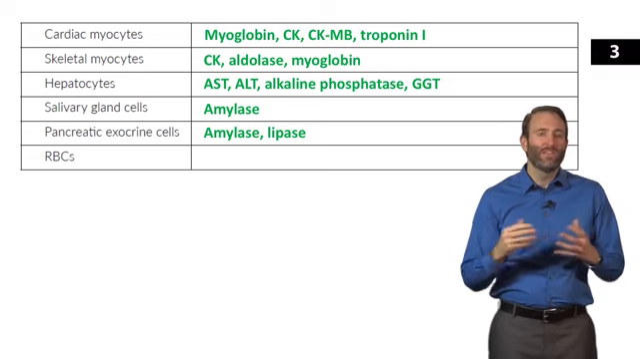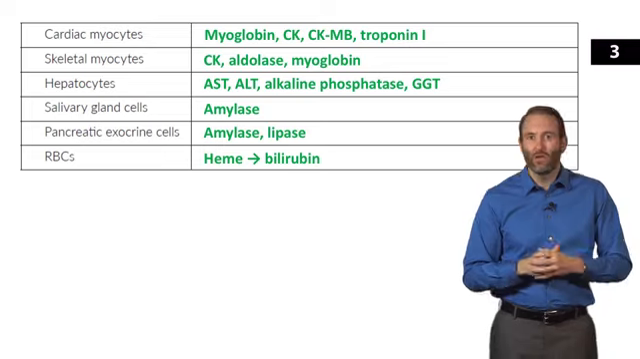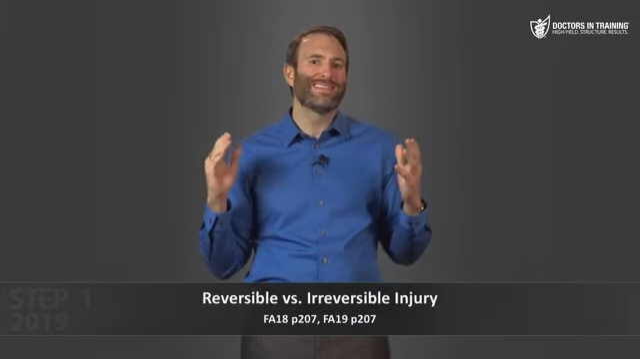If you have RBCs, or red blood cell damage, you're going to see heme, which will then break down into bilirubin, and that'll be elevated. All right, so let's talk a little bit more about cell injury.